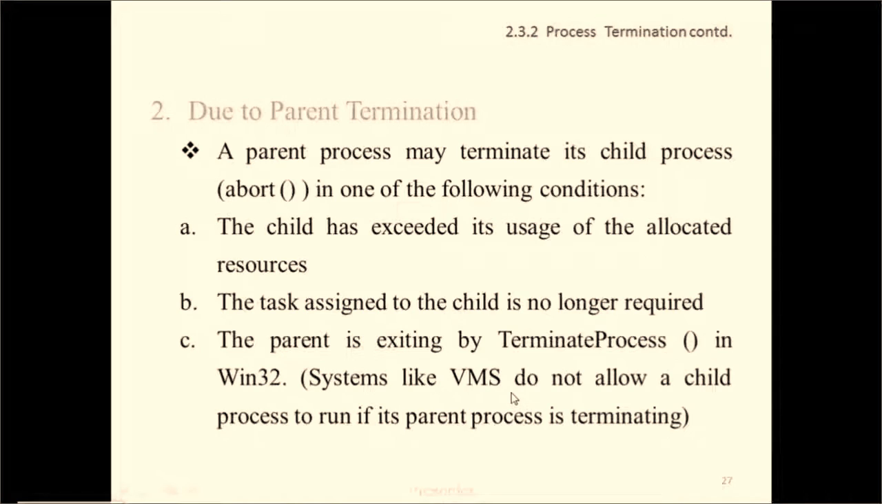Second reason why a process is getting terminated: due to parent termination. A parent process may terminate its child process, or abort it, in one of the following conditions. So the parent is aborting or terminating the child process. The child has executed its usage of the allocated resources. So from the parent process's point of view, the child process has done whatever it was supposed to do and it is done with the allocated resources.